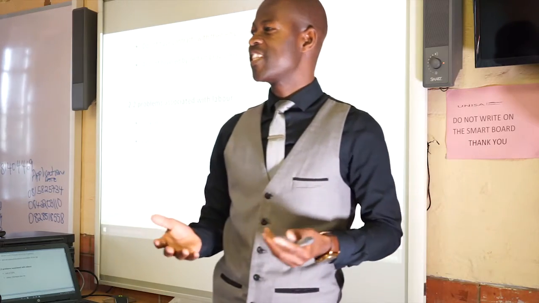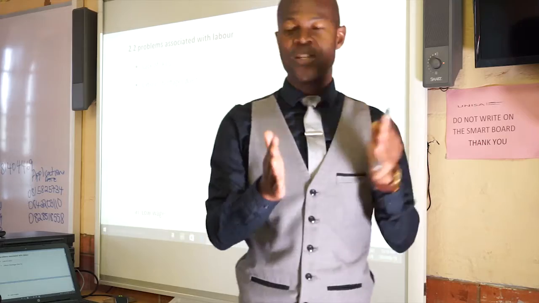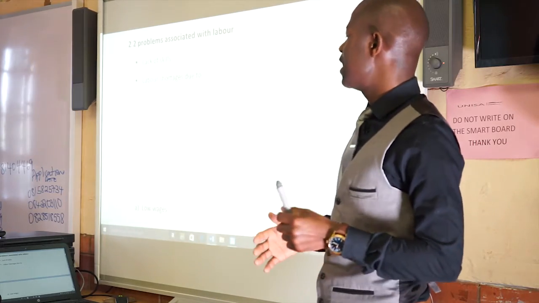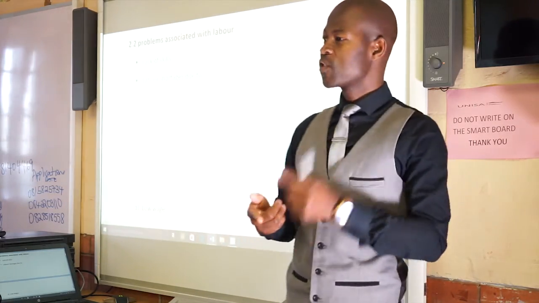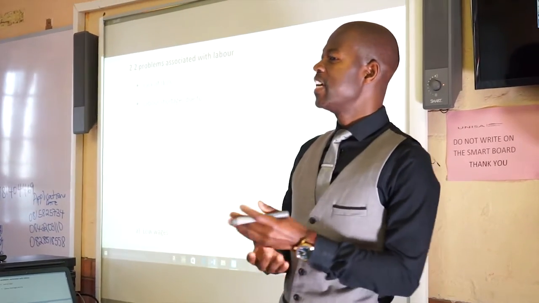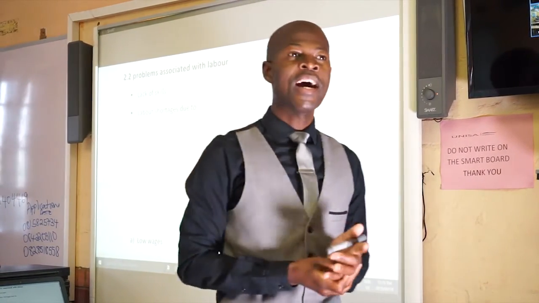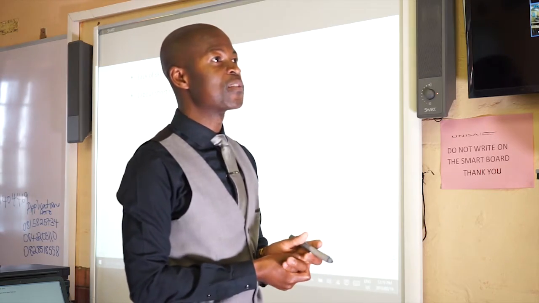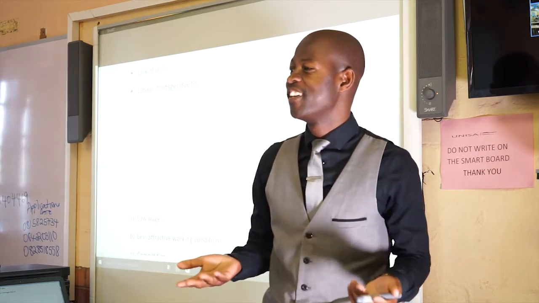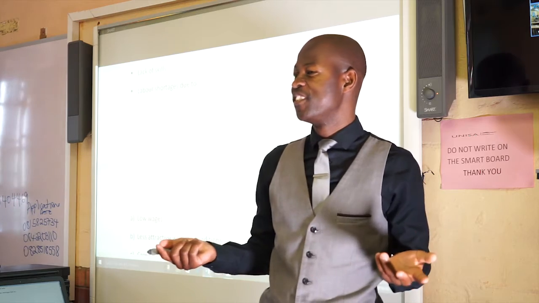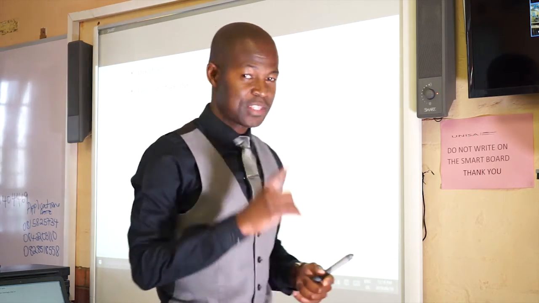Now, labor as a production factor also has problems associated with it, just as there are problems associated with capital as a production factor. The first problem associated with labor is a lack of skills. Why is there a shortage of these skills? If a person has never worked anywhere, that person will have no skill. So skills are in short supply in labor. That is the first part.